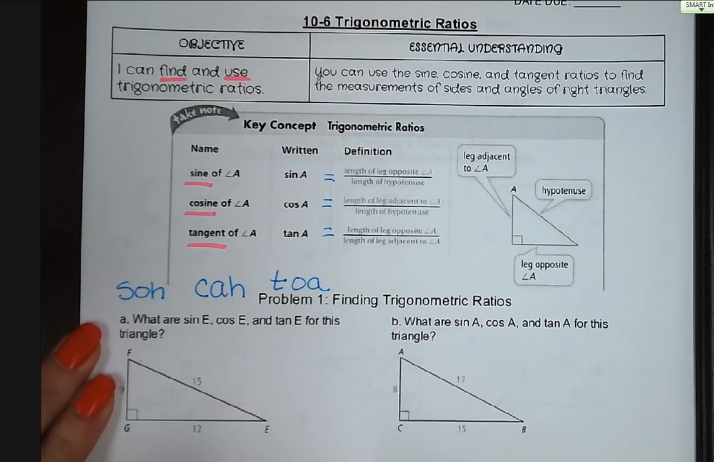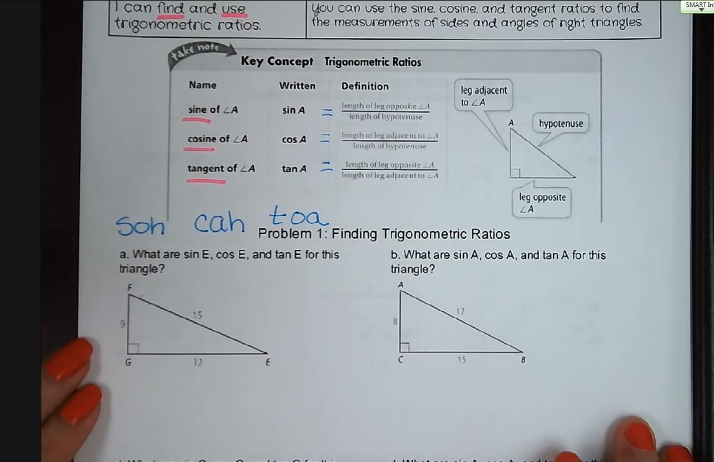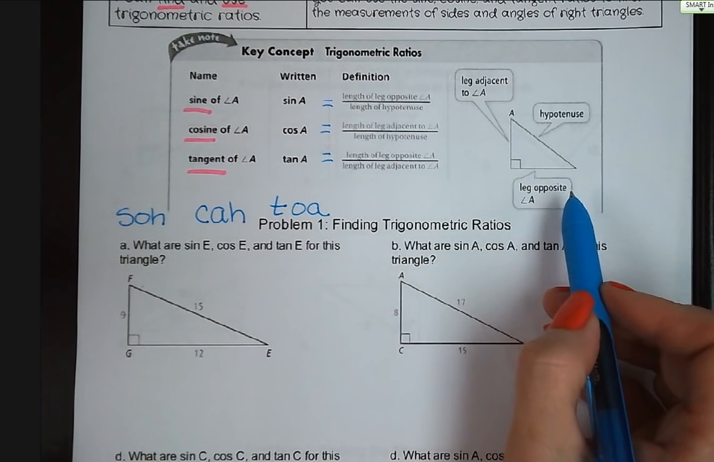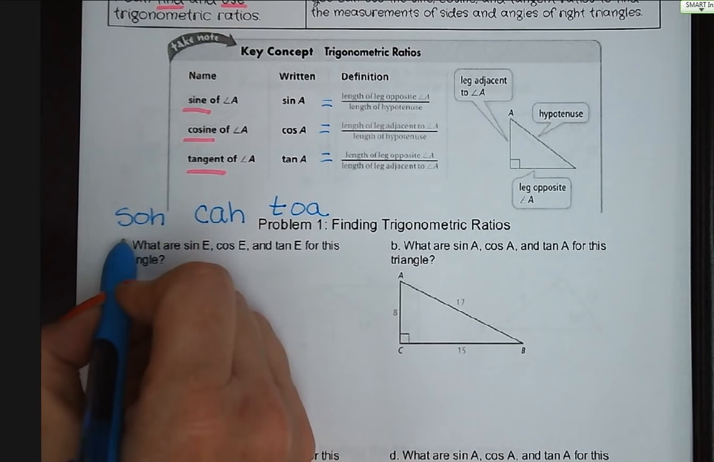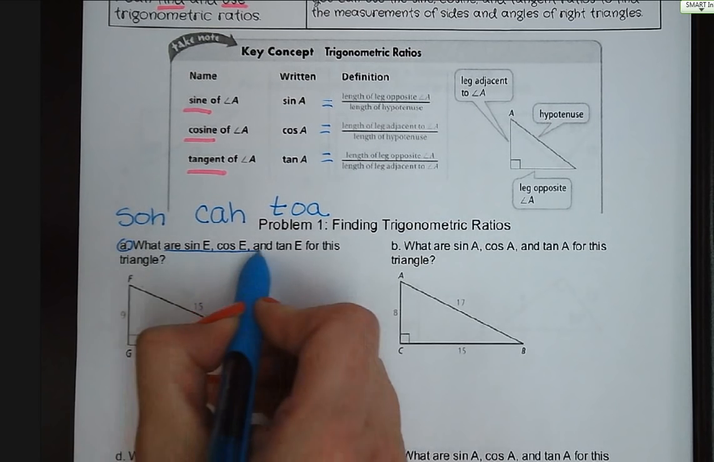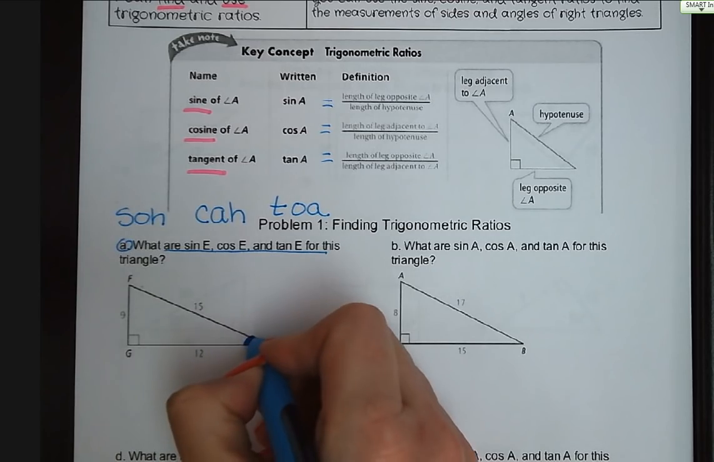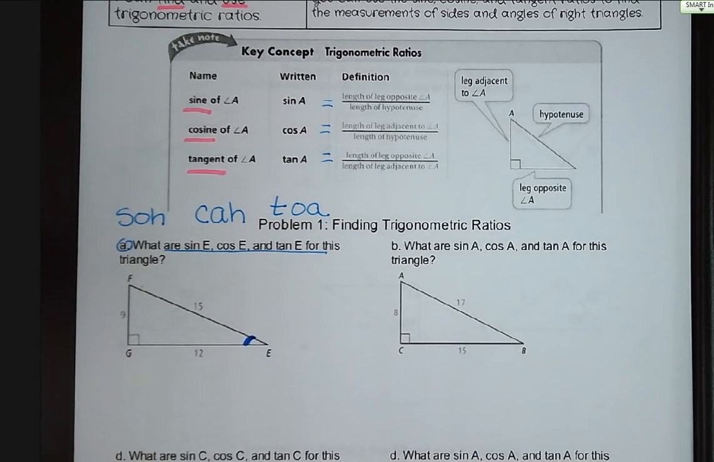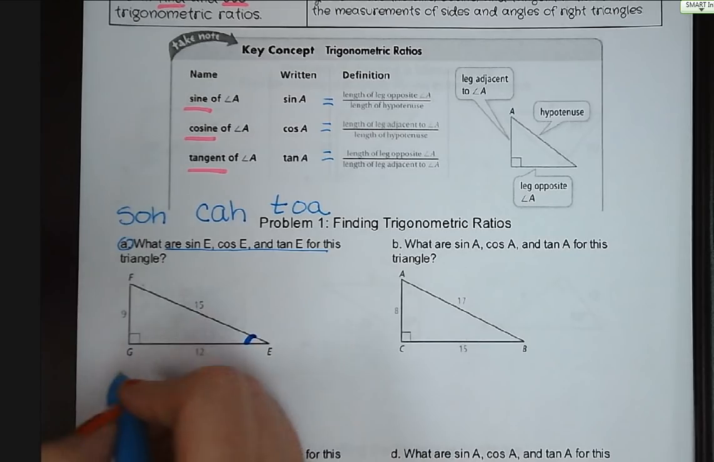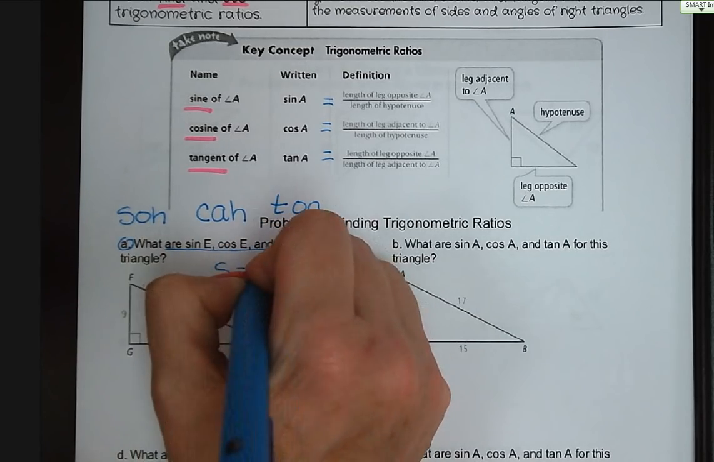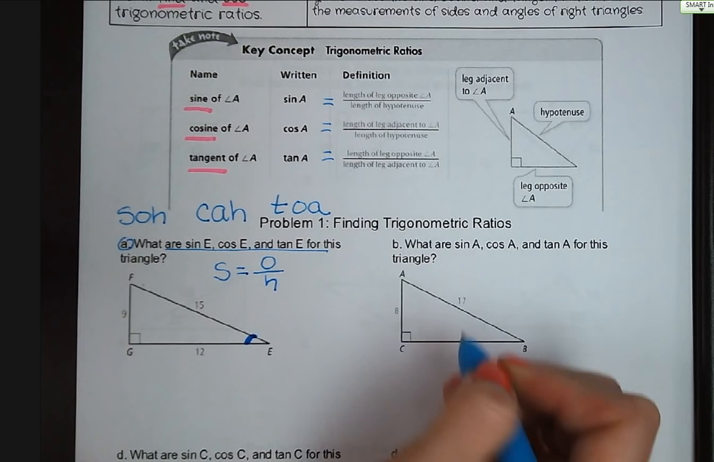All right, so what are sine, cosine, and tangent for angle E? I always start by marking where angle E is on my triangle. I put that little angle mark in the corner, so I can use that as my reference point. So sine is the opposite over the hypotenuse. Opposite is looking straight across from the angle. So O over H.